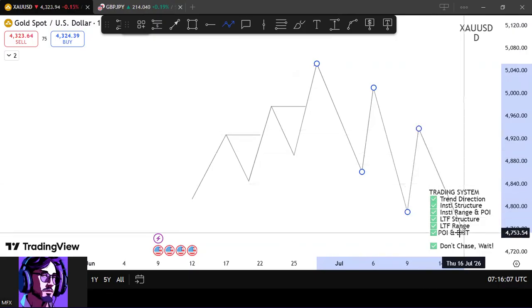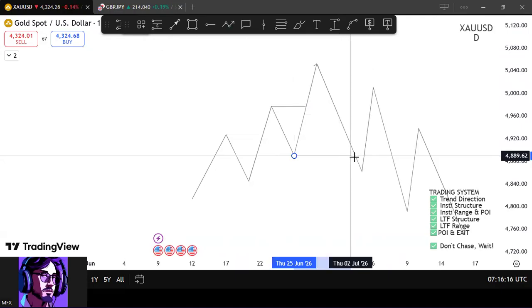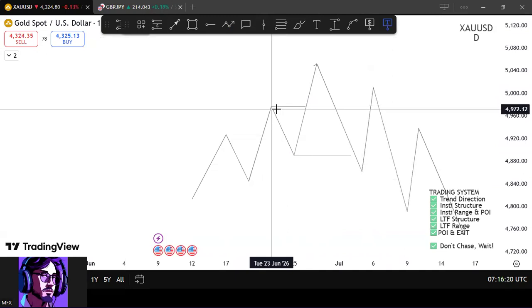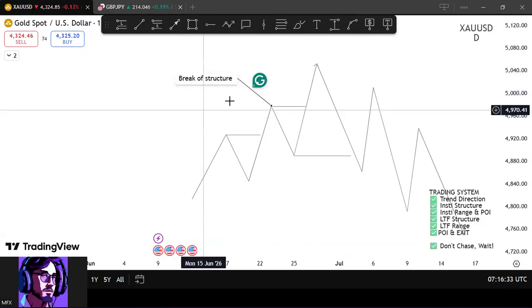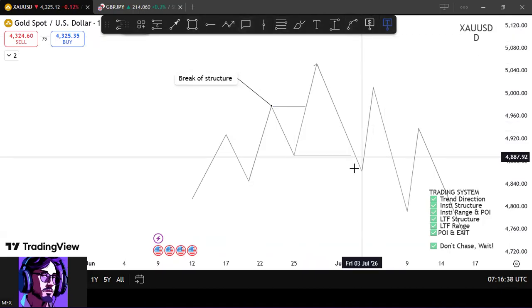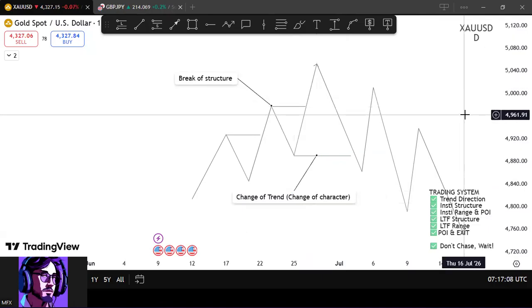So, this is change of trend. Let's do a little labeling: structure, and change of trend. A lot of people call it change of character, whatever. Anything you want to call it is fine, so long as you understand what I'm talking about. I'm also going to put it here for those of you that understand this as change of character. Change of trend, change of character, whatever you want to call it, as long as you understand the concept.